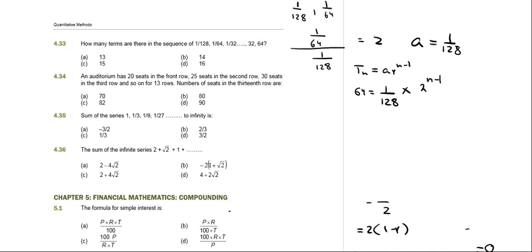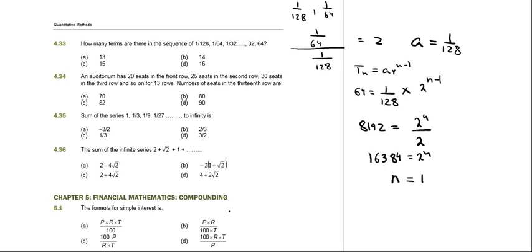Now to find the number of terms, what we will do is 64 into 128. 64 into 128 is 8192, which equals 2 to the power n over 2. 8192 into 2 is 16384. 16384 equals 2 to the power n. Now if we apply logs, which was discussed previously, n will be 14. So the number of terms is 14.